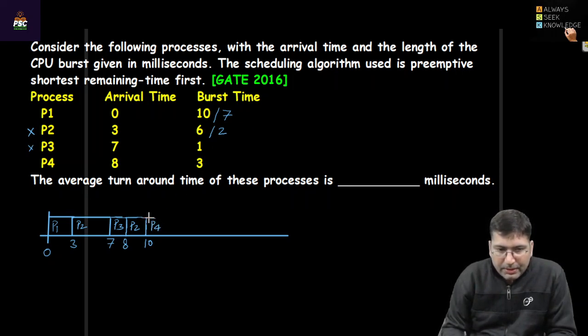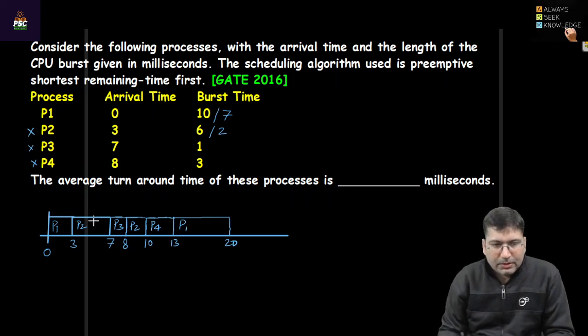From 10 till 13, P4 will be executing. So P4 is also done. Now only P1 is left, so P1 will execute for the remaining required 7 cycles. So 13 plus 7 will give us 20.